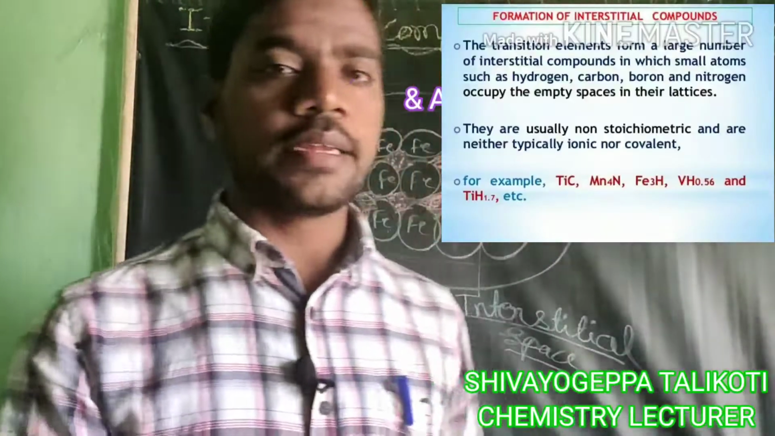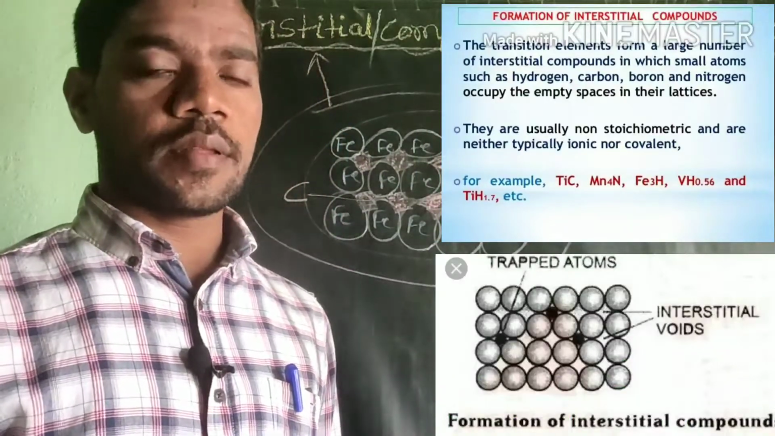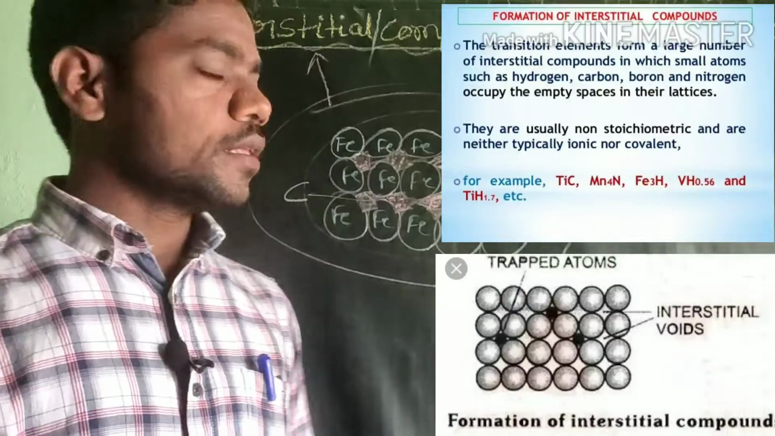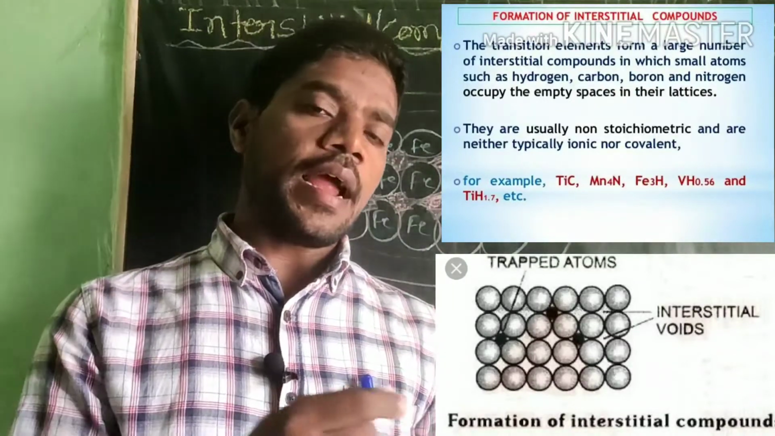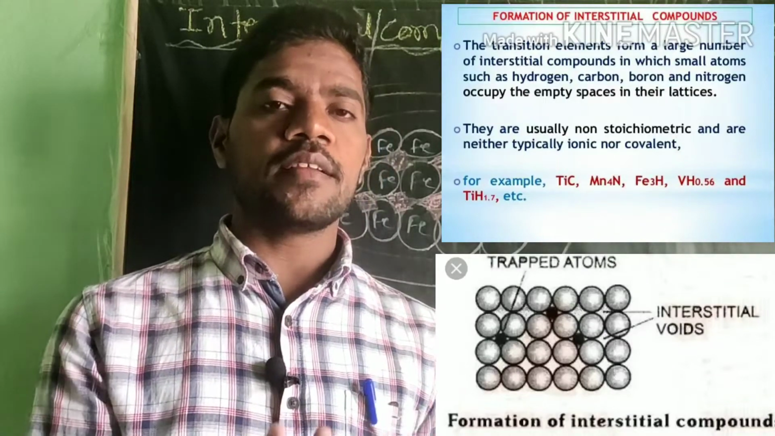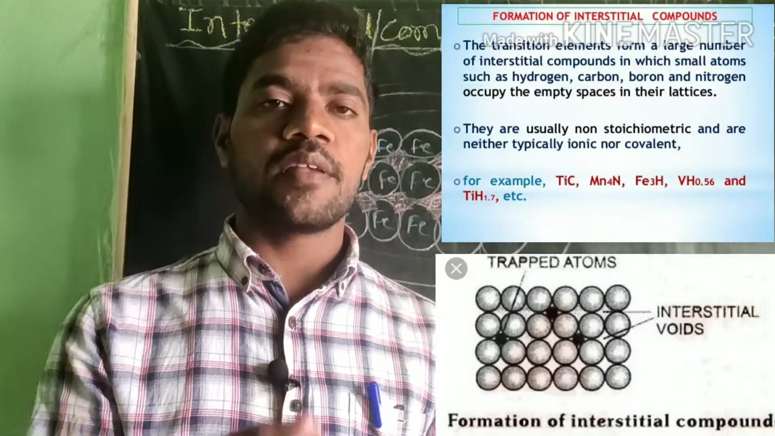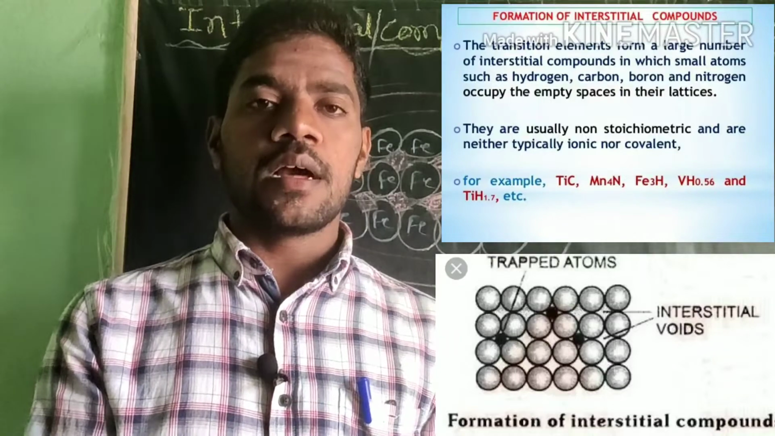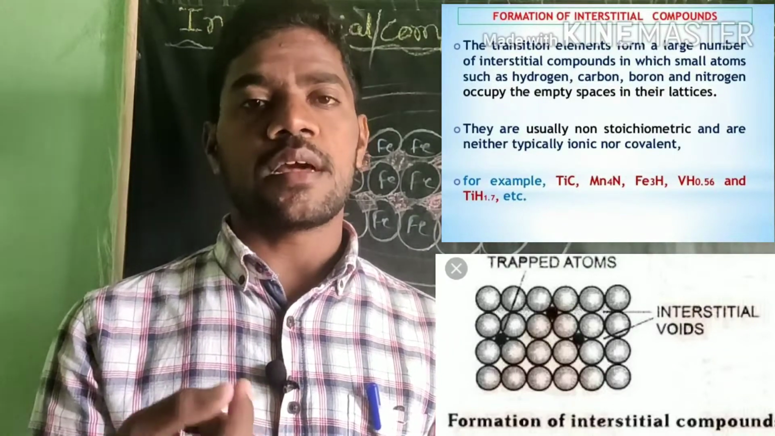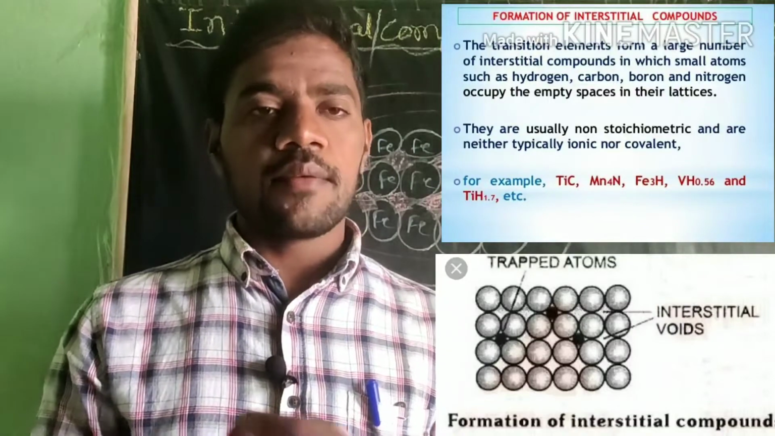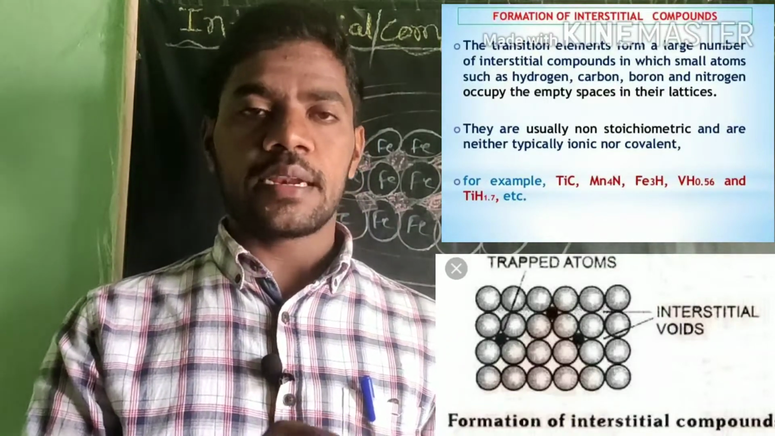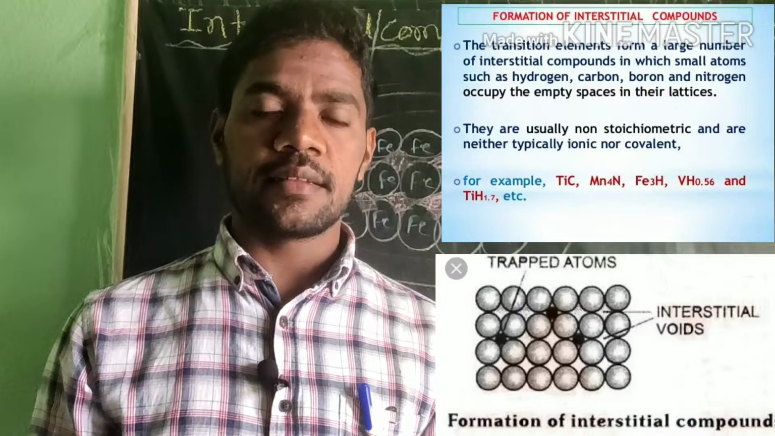Now I will show one diagram, at the bottom of this video. In it you see some atoms are arranged linearly, and there will be some space. The interstitial space formed is occupied by small atoms like carbon, nitrogen or maybe hydrogen. Then it forms the interstitial compounds. From seeing this diagram, I think everyone can understand this concept.